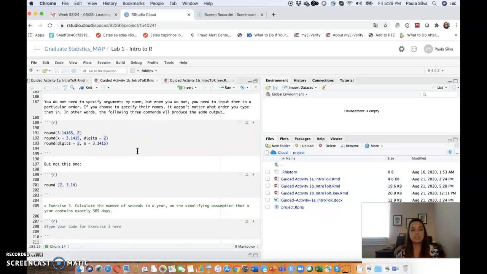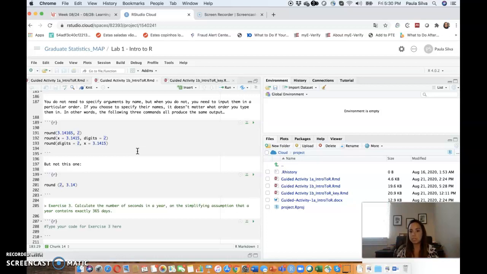So you do not need to specify arguments by name, but you can. What's the advantage, right? Why do I want to complicate my life and actually put the names? Here's why. You don't need to, but when you do not use names, you need to input them in a particular order. If you choose to specify their names, it does not matter what order you type them in.